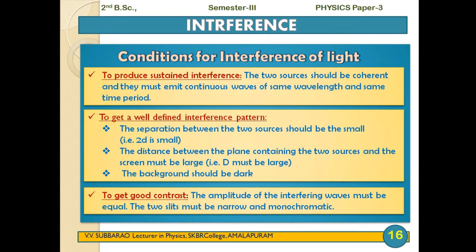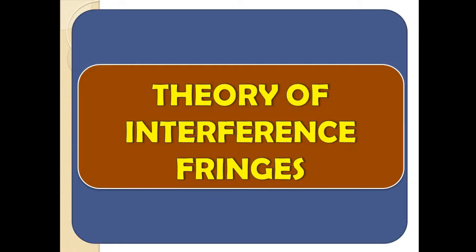And to get good contrast of the fringes, the amplitude of the interfering waves must be equal, and the two slits must be narrow and monochromatic. Theory of interference fringes.